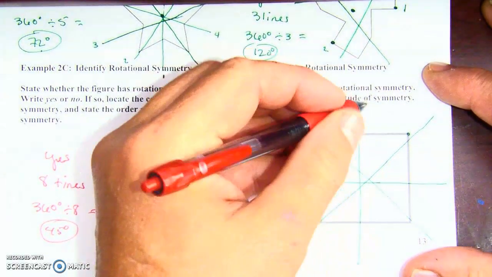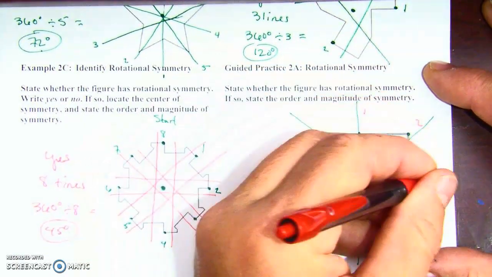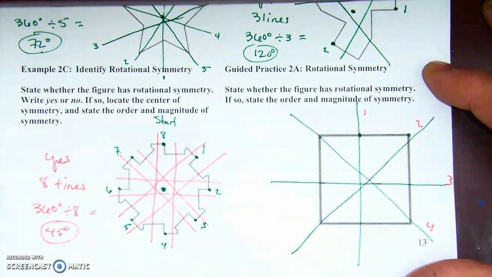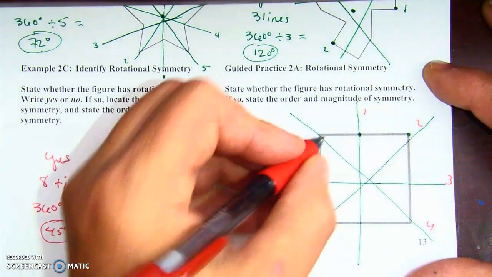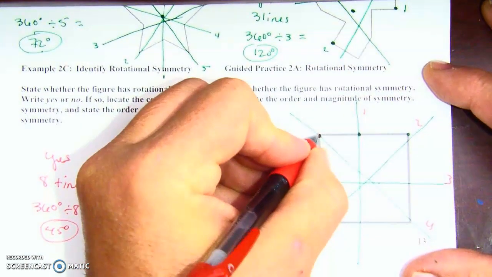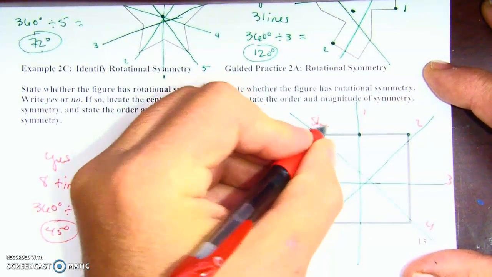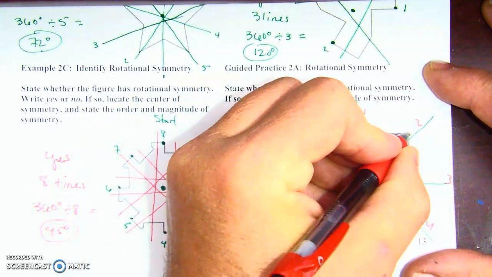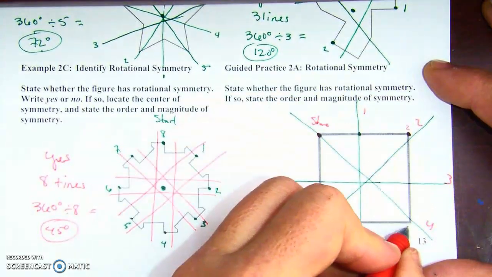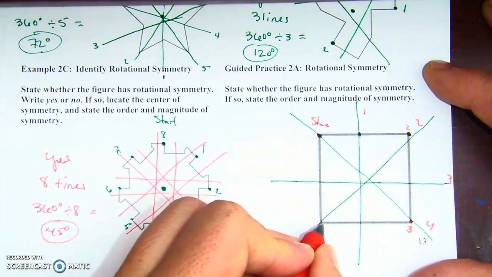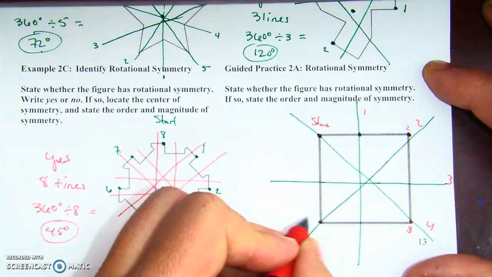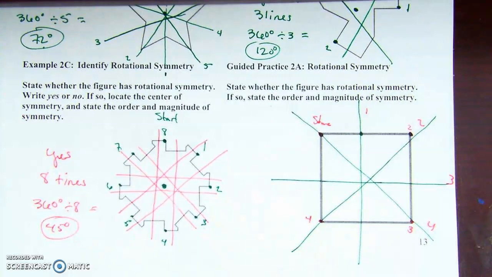But we can see how many lines? 1, 2, 3, and 4. So we have lines of symmetry, which we talked about in the previous part of this section. Or we can go by the number of vertices. We start here, and this is our start point, and we rotate it till it matches again. So here's number 2. Here's number 3. And number 4. Okay?